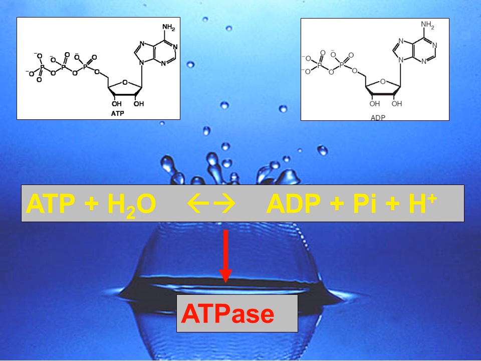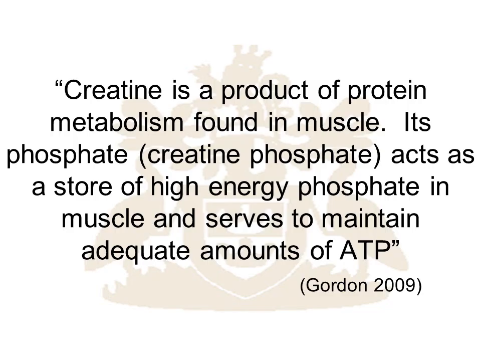So what we're going to look at now is the first way that the body will always turn to, irrespective of whether it's under what you would think of as aerobic conditions or anaerobic conditions. And that will be explained to you more clearly as we go through the module. So we're going to look at the first way. Well, the first approach is to use what is called creatine. Now, creatine is a product of protein metabolism found in muscle. It's phosphate. Now, there's the link.